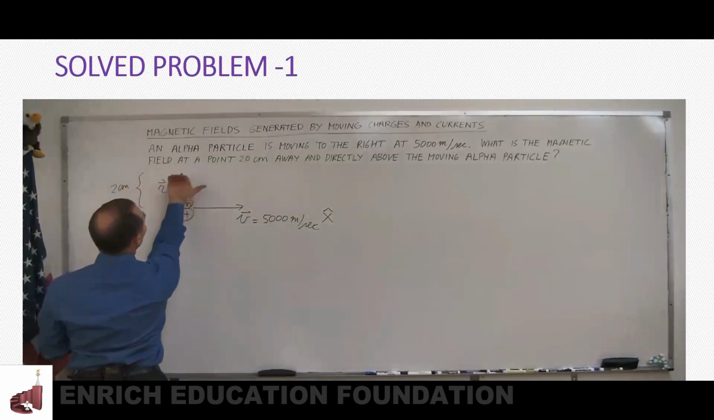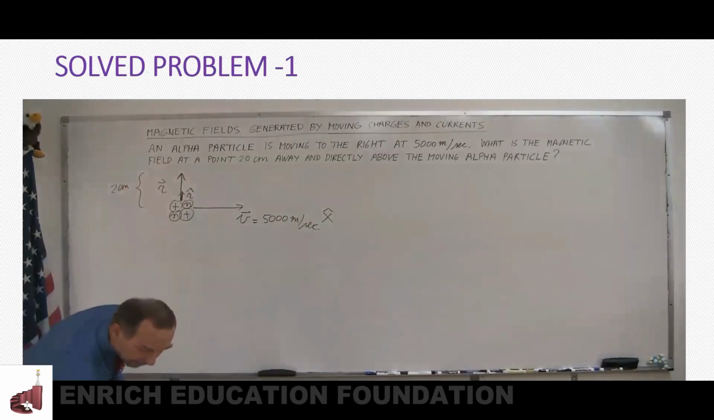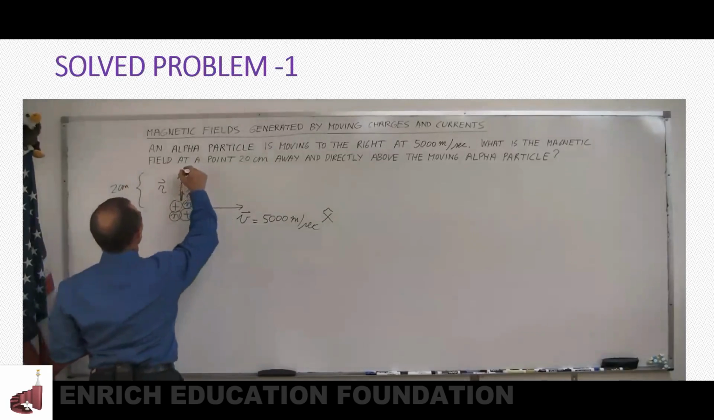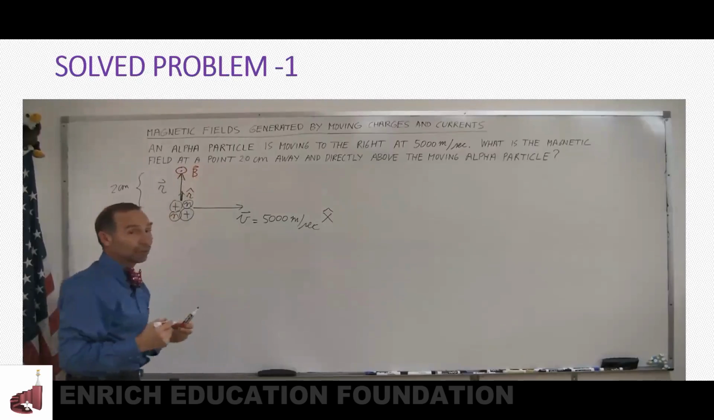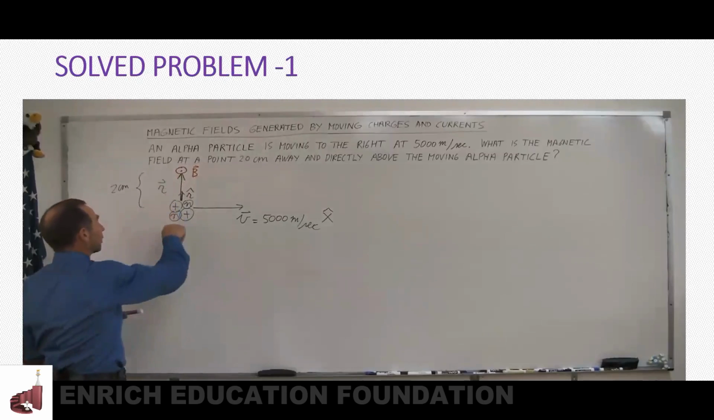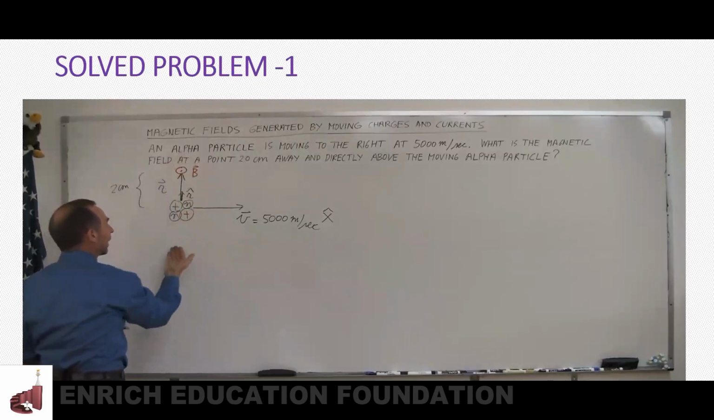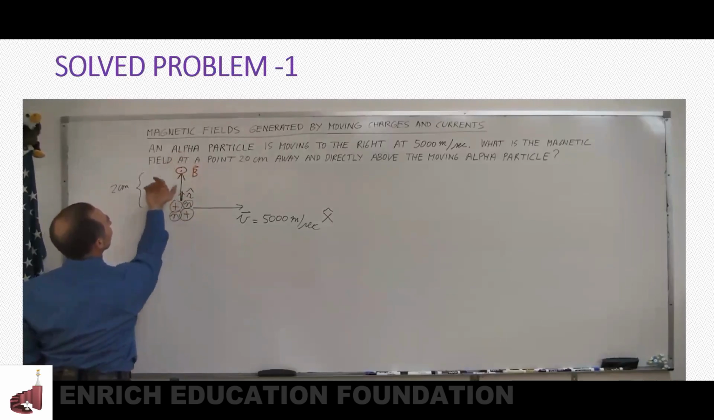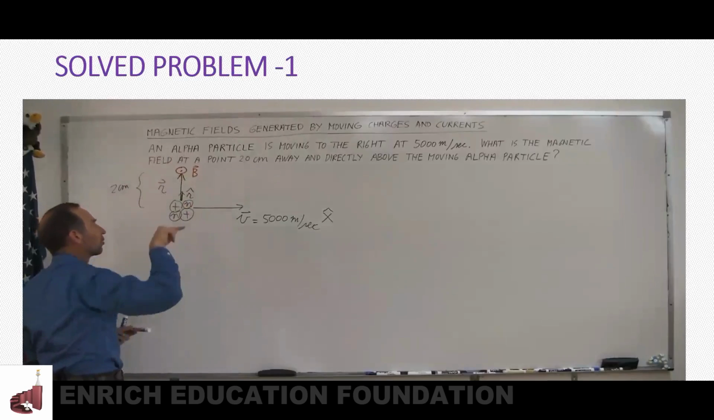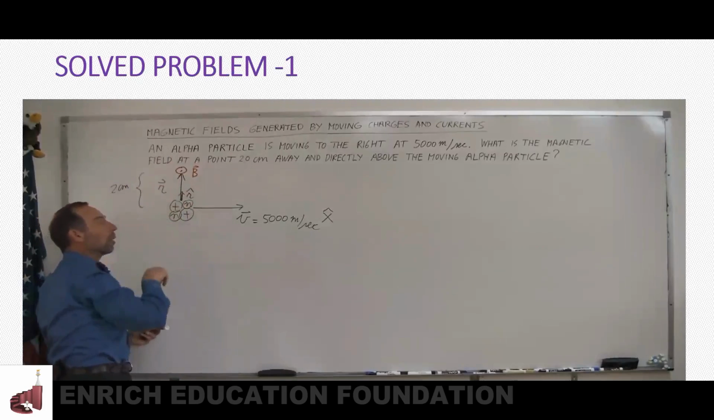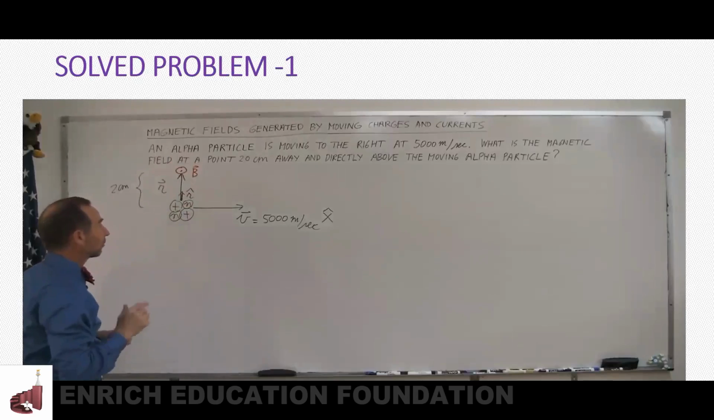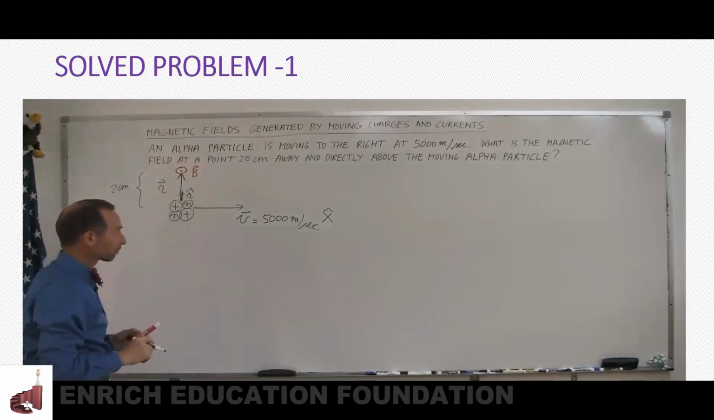Which means that above the particle, the B field, the magnetic field, will be pointing out of the board. We can indicate that by a little dot with a circle around it, indicating that the B field is coming out of the board at that location. Below the particle, the magnetic field would be into the board. In front of the particle, the magnetic field would be down. Behind the particle, the magnetic field would be up. So you can see how it's directed in a circular loop around the moving particle. All right, so that gives us the direction.